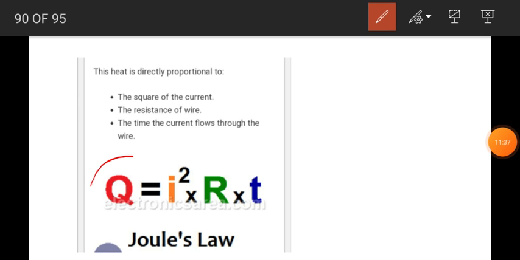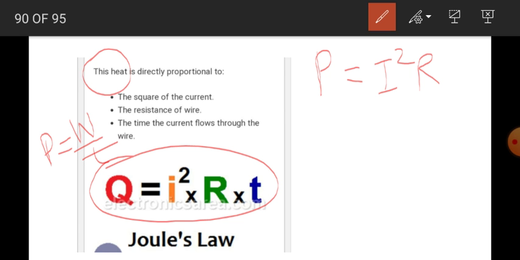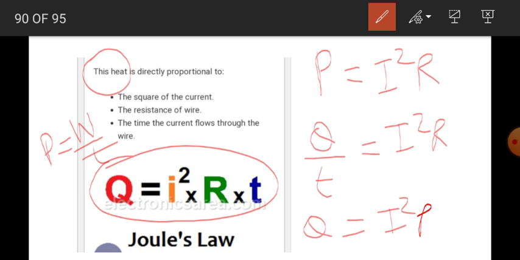Now let me derive this formula. Okay, twinkle twinkle little star, what is our formula? Power equals I square R. Now what is power actually? In case of these devices, what is the basic formula of power? Work done per unit time. So they are converting heat energy per unit time. Okay, so I square R, that's it. If I take T to the other side, then this becomes my equation, right.